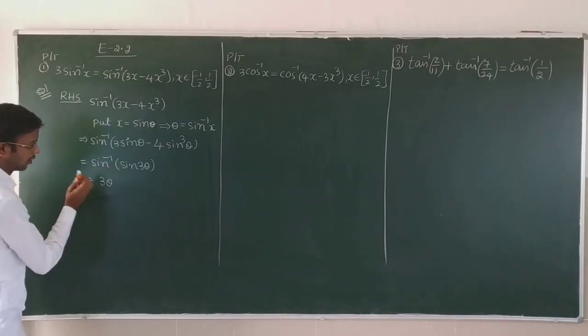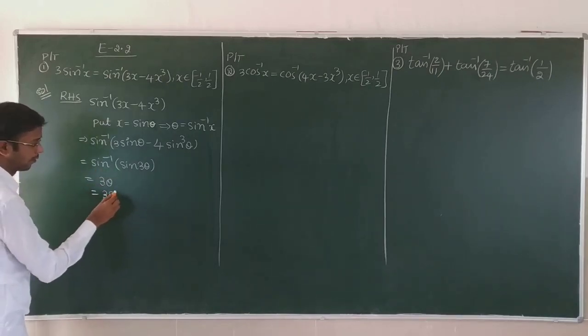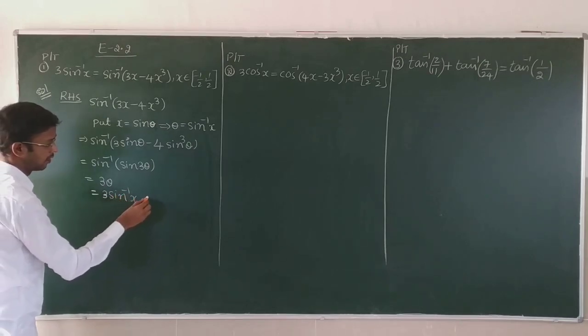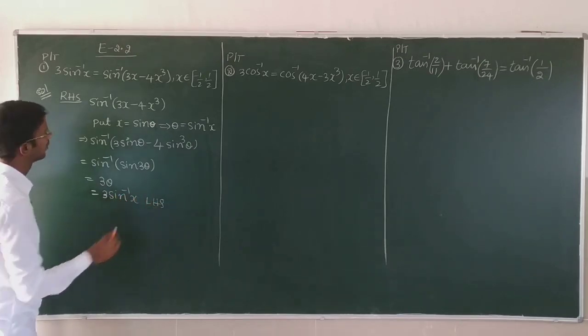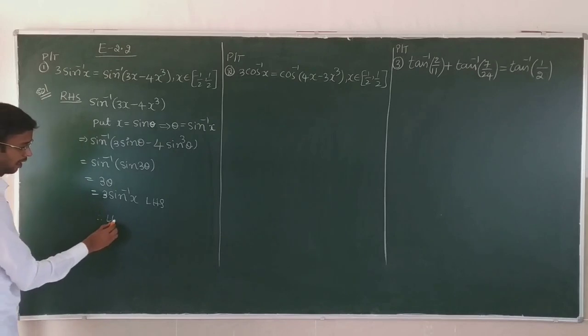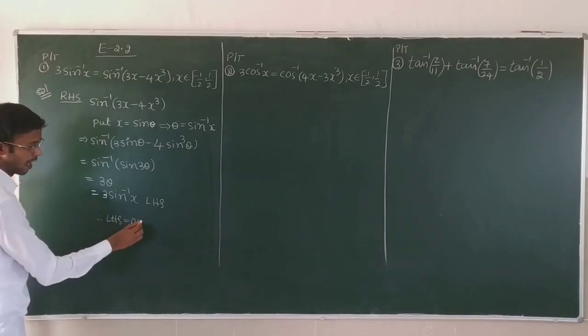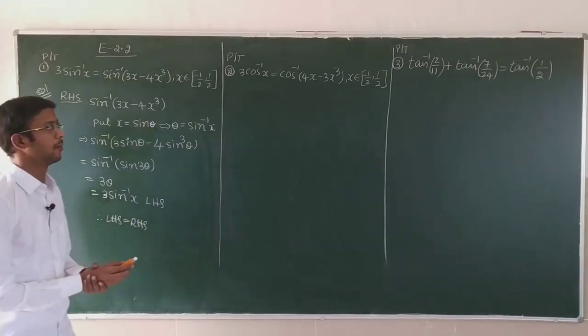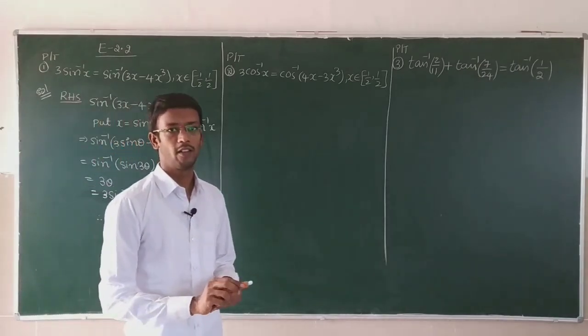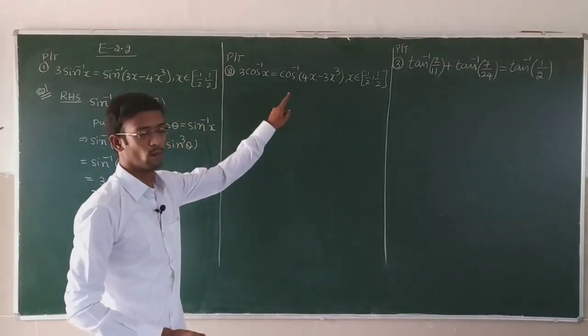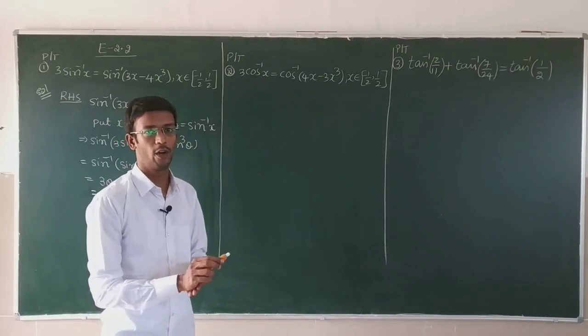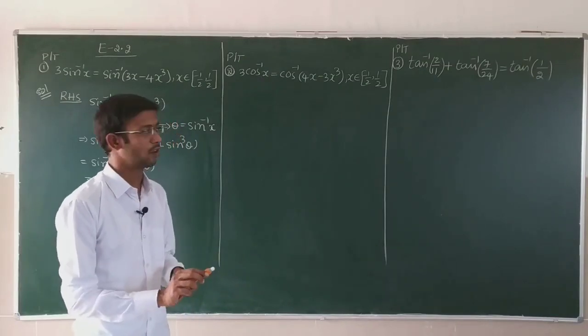Theta is sin inverse x. This is the LHS part. Therefore, LHS is equal to RHS. Next, problem number 2. Prove that 3 cos inverse x is equal to cos inverse of 4x minus 3x cube.